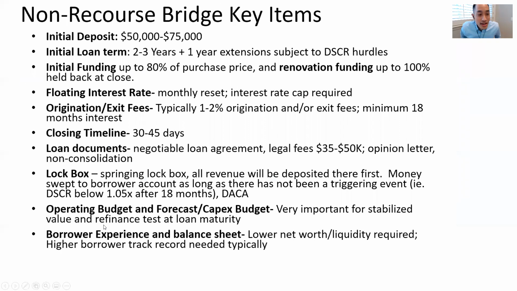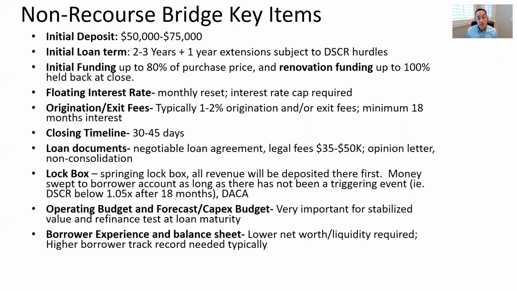All right, here are some key terms, key items, I guess you could say, on the non-recourse bridge side that I want people to be aware of. When you start a Fannie or Freddie loan, it's typically 10 to 20,000 to start, and that really gets your third parties going. On the bridge side, it's more expensive, right? I've seen some as low as 30,000, some as high as 75,000, but 50 to 75,000 is typical, especially for a larger deal, let's say 10 million and higher. That's really going to get all the lender legal and those items going.